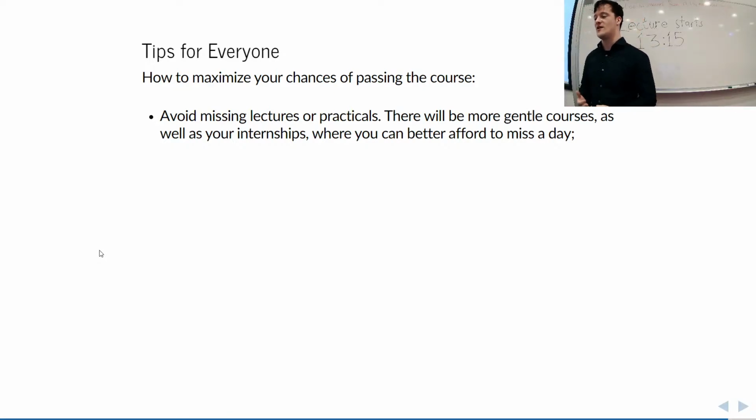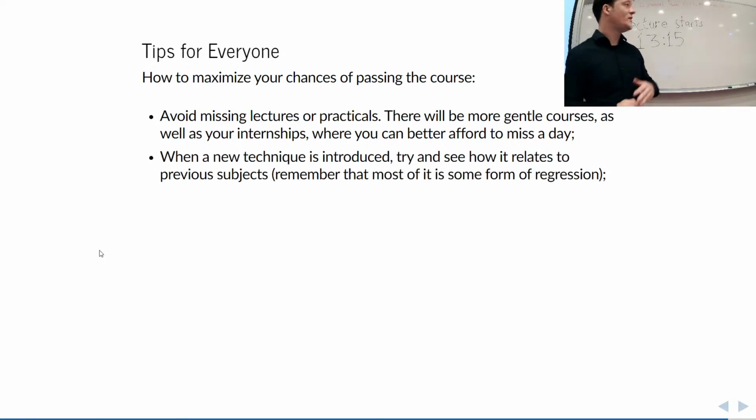We have to cover somewhat interesting models for your internship. Again, we want each and every one of you to pass, but the learning curve is steep. You have to keep up. So if you can, try to be here. Second one, when we introduce a new technique, try and see how it relates to the previous subjects. And spoiler alert, most of it is linear regression.